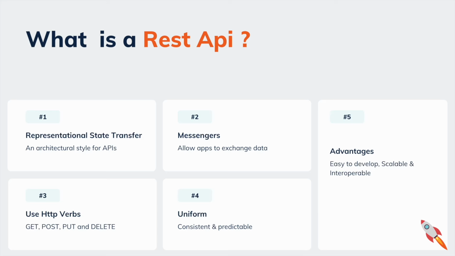REST APIs are designed to be consistent and predictable, which makes them easier to learn and use. REST APIs can handle a lot of traffic and grow as needed. That's why they are scalable. They work across different platforms and languages. That's why we like to call them interoperable. And think of it as a waiter taking your order in your favorite restaurant. That would be your request. And when the waiter brings you back your food, that is the response, right? That's a simple analogy to have a good understanding of what a REST API is.